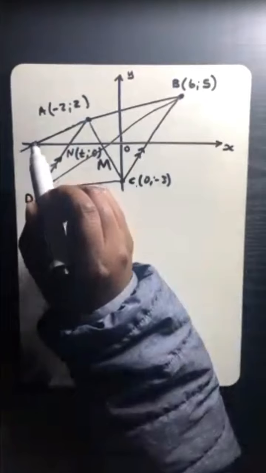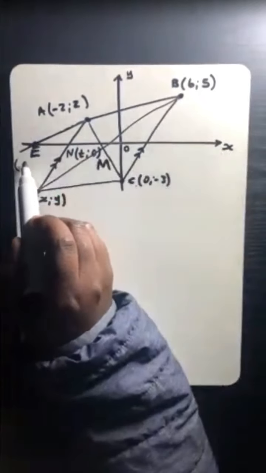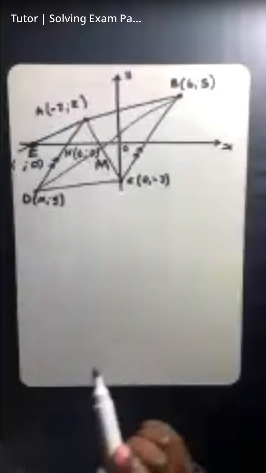And most importantly, it cuts the x-axis, which means if we had to write the coordinates of D, we already know there is 0. X is unknown, but y is 0. So you just need to be aware of that.